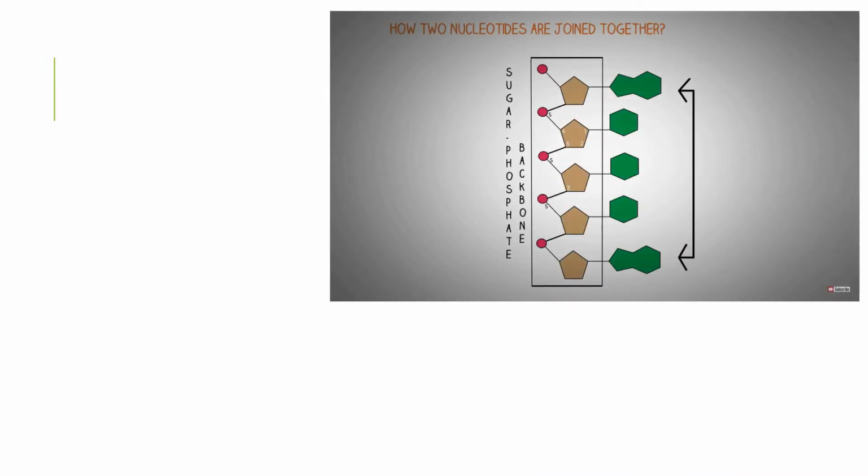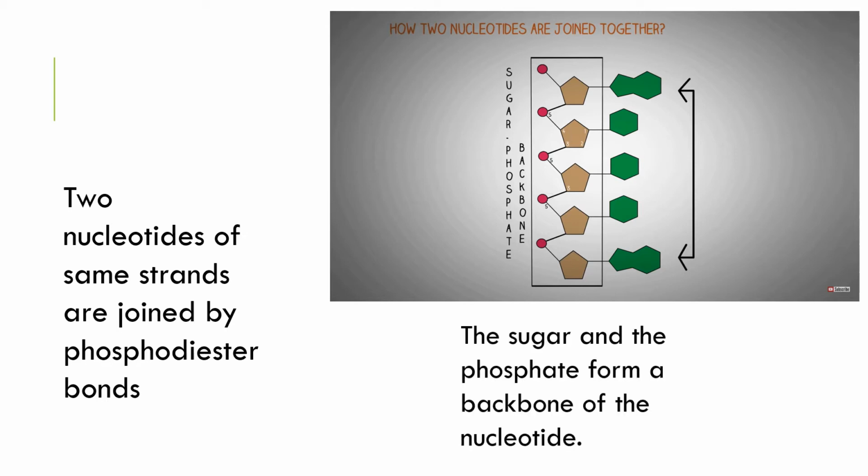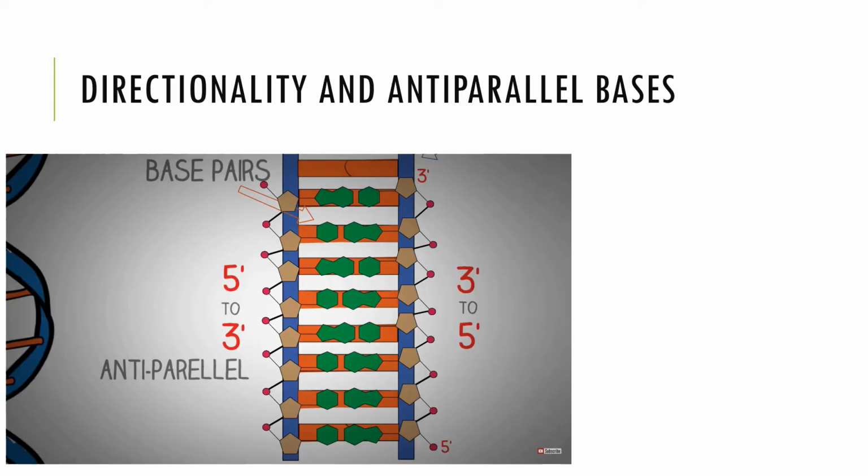Now, you might wonder how two nucleotides in the same strand are joined together. The carbon 5 of one of the nucleotides is joined with the carbon 3 of the other by a phosphodiester bond, and the sugar phosphate group forms the backbone of the nucleotide.